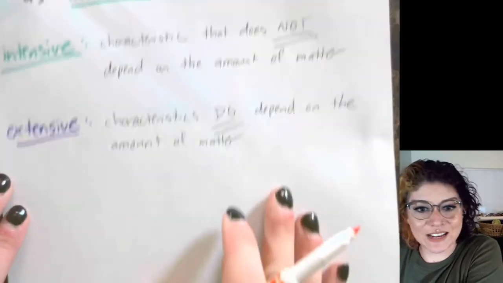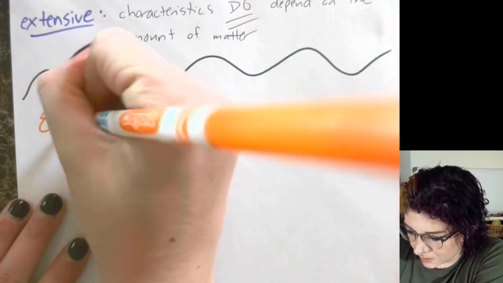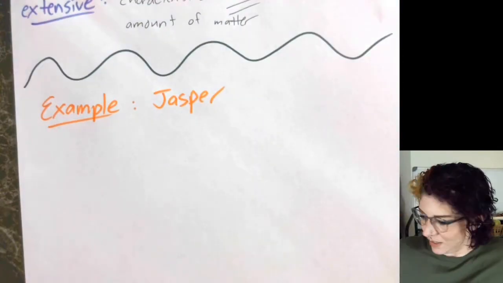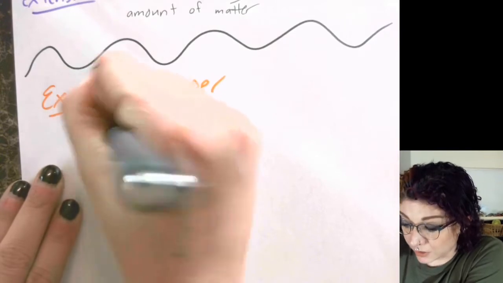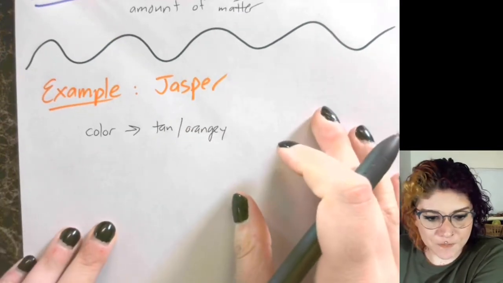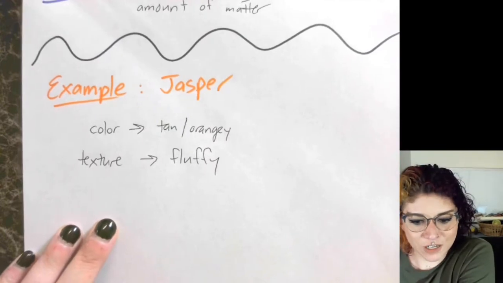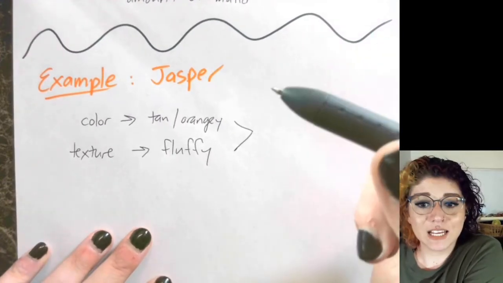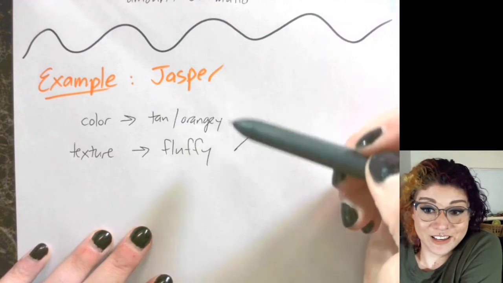Let's dissect that example. Draw a line. So our example was the adorable dog Jasper. What you might have noticed was that the color of his fur was tannish, kind of orangey. There were some white spots. You might have said that the texture of his fur was quite fluffy. These two properties, the color and texture of his fur, it wouldn't matter how big or small he was. His fur was that color, and it's just always fluffy fur.